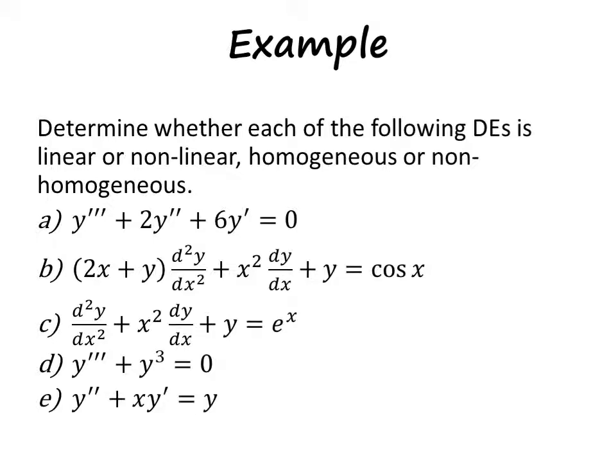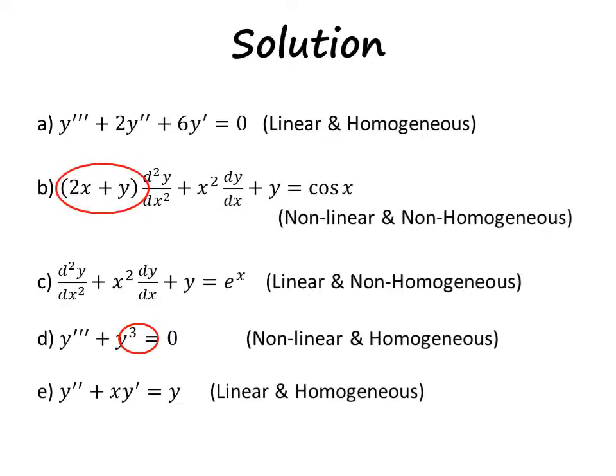Example: determine whether each of the following differential equations is linear or non-linear, homogeneous or non-homogeneous. Solution: equation A is linear and homogeneous. Equation B is non-linear because the coefficient of the second derivative depends on y, and non-homogeneous because g of x is equal to cos x.